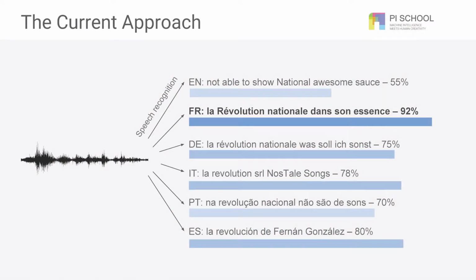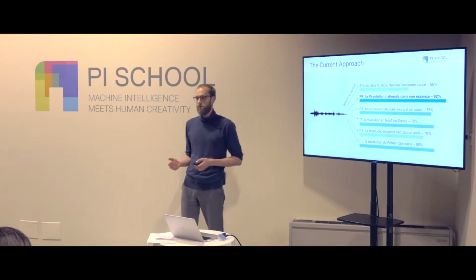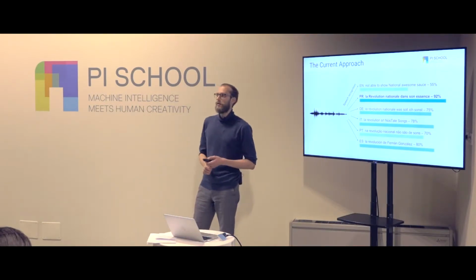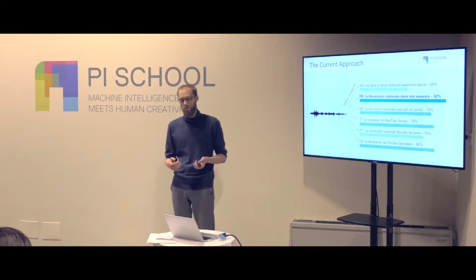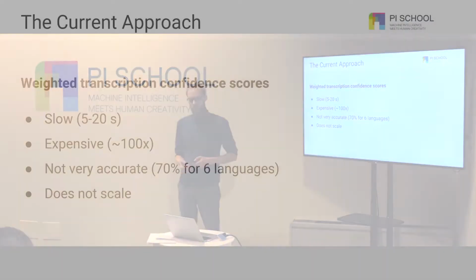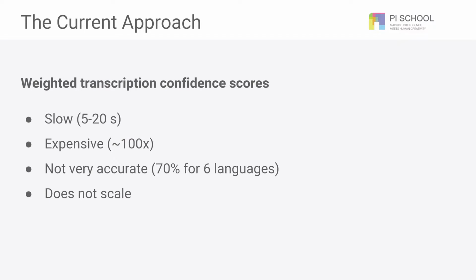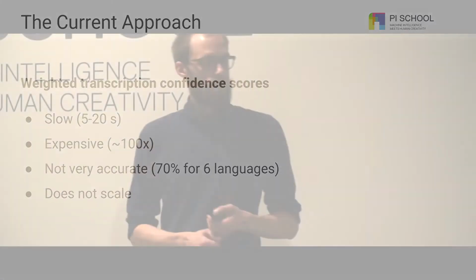So the approach that Translated currently took was to basically send multiple parallel requests to a speech recognition service. So they would send the audio file as different languages and then use the obtained confidence score to say what language it was. However, there are a couple of problems. First of all, it is really slow because you have to wait for the longest response to come back. And in practice, it can take up to 5 or even more seconds.